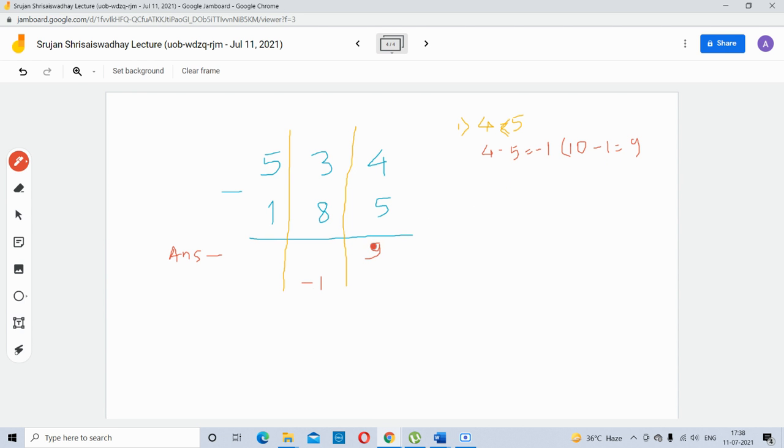don't go for directly putting a minus over here. So this is the second method we are going to use.